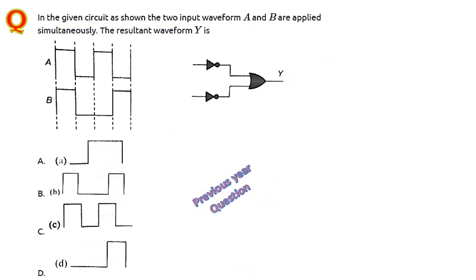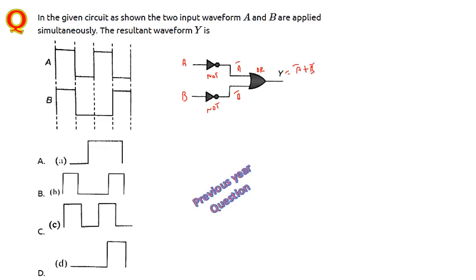Let me tell you here, the first input is A, the second input is B, and the output is Y. This is an OR gate, right? And these two are NOT gates. For this one, A is an input, and the output here is A bar. That A bar is given as input to the OR gate, and from here Y is equal to A bar plus B bar. Right. Okay.